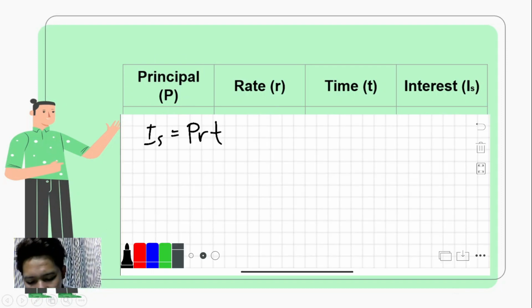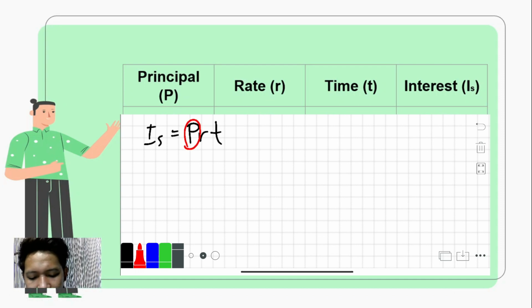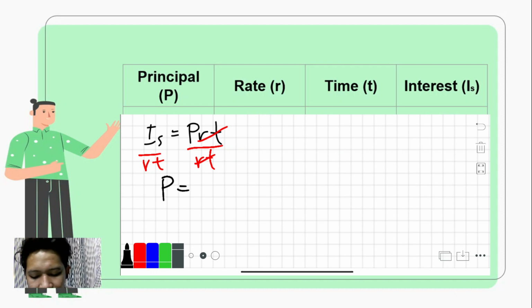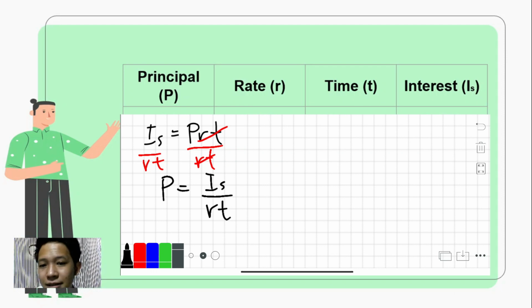Suppose we have the first problem here, in which the missing value is the principal. So how do we get the principal? Manipulating the formula, we need only P to remain on one side of the equation. And that would happen if we divide both sides by RT, so that RT cancels and only P is left on the other side. Hence, in solving for the principal of a simple interest, that would be simple interest over the rate times the time.